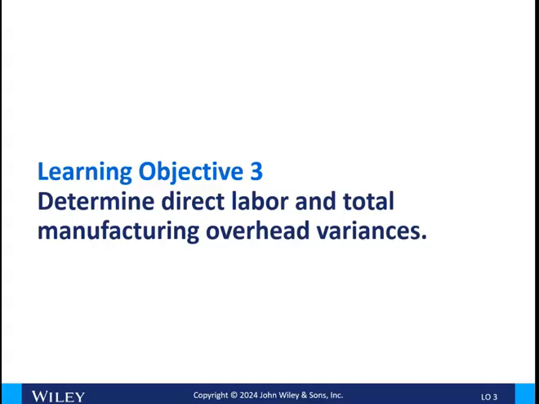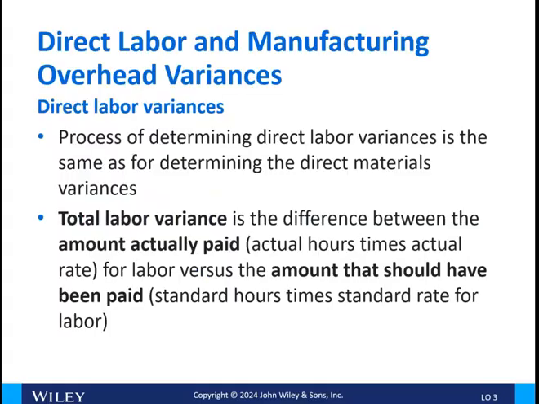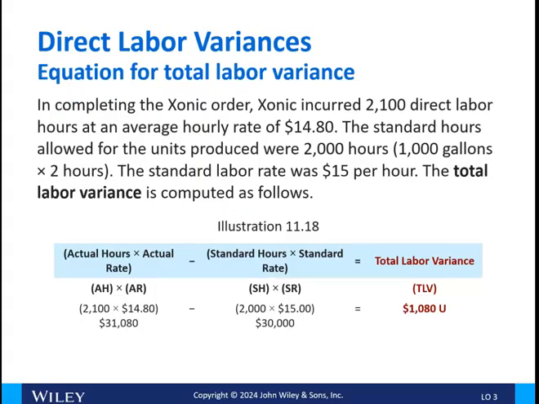Now we're going to determine the direct labor and total manufacturing overhead variances. The process for determining direct labor variances is the same for determining the direct materials variances. So we're going to get a total labor variance. It's the difference between amount actually paid, actual hours times actual rate, versus the amount that should have been paid, our standard hours at our standard rate. Okay, just like we did for materials, and then we're going to be able to break that into quantity and price as well.